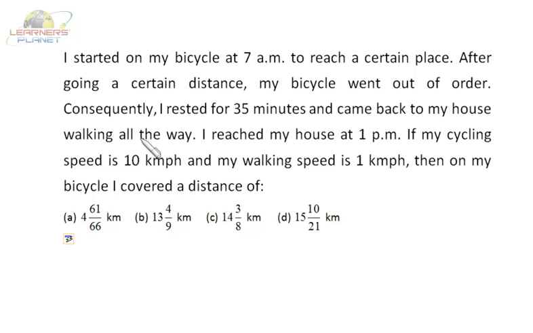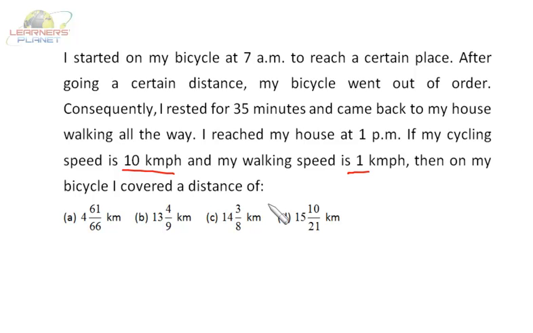Now friends, try this question. I started on my bicycle at 7 a.m. to reach a certain place. After going a certain distance, my bicycle went out of order and consequently I rested for 35 minutes and came back to my house, walking all the way. I reached my house at 1 p.m. If my cycling speed is 10 km per hour and my walking speed is 1 km per hour, then on my bicycle I covered a distance of.